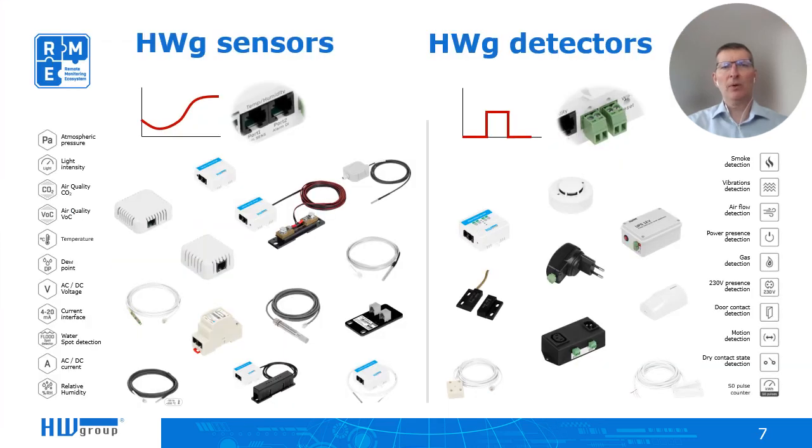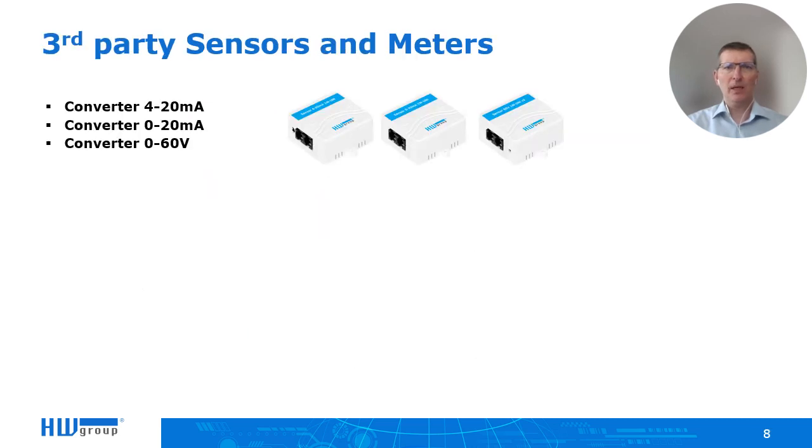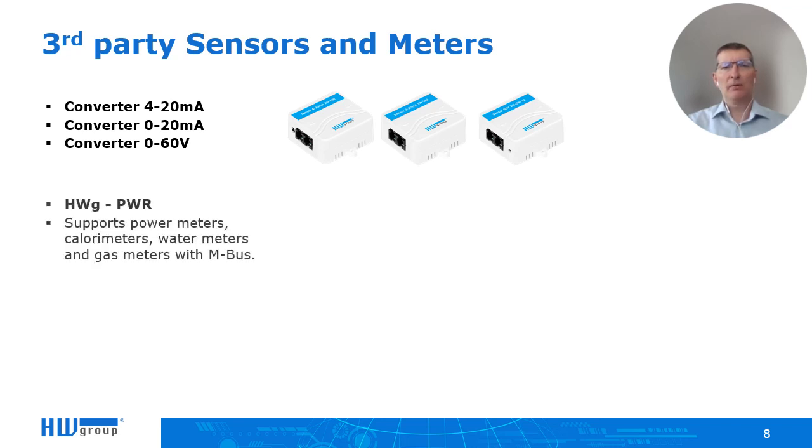Let's talk a little bit more about sensors, detectors, and meters. We recommend the use of HWG sensors and detectors. Together with HWG devices, it's a reliable ecosystem. It's also possible to connect third-party sensors via 4 to 20 mA, 0 to 20 mA, or 0 to 60 volts converters. Another option is to use devices that support the MBUS or Modbus protocol.